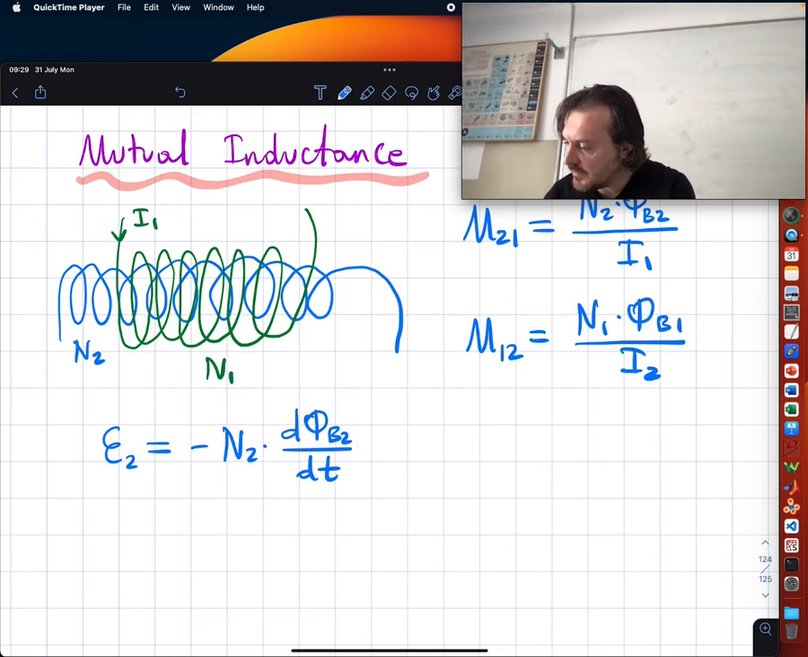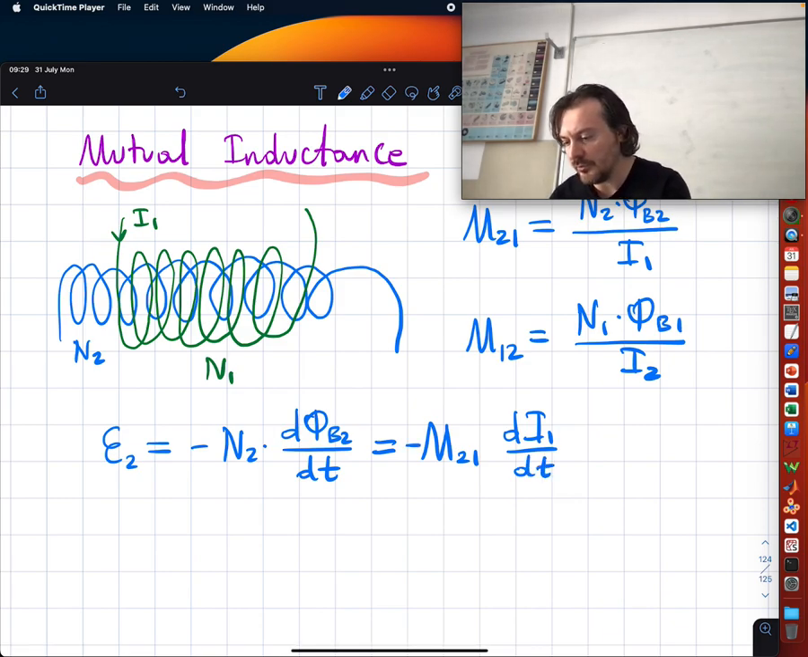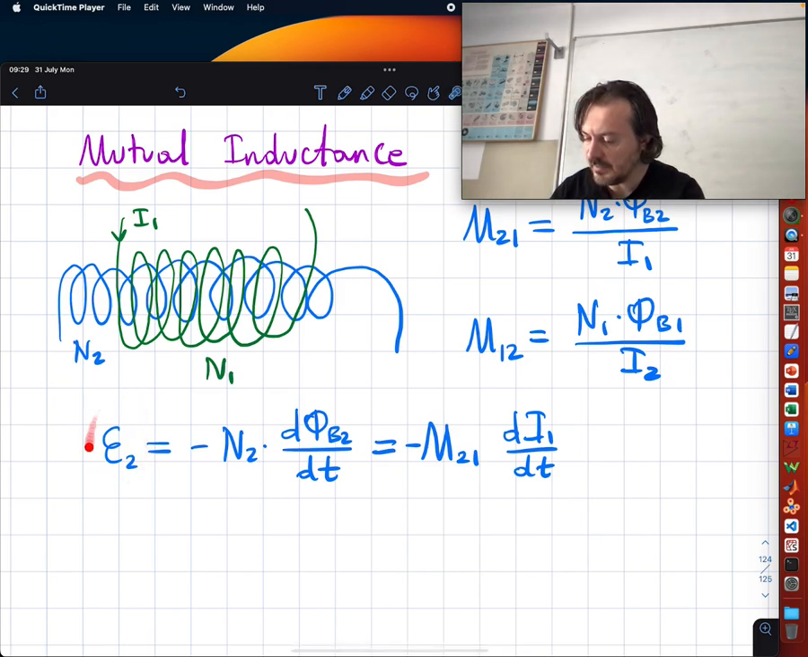So if we take the definition of M21, and plug it in here, it connects the change in the current of the first one to the EMF created in the second one. Do you see it? So the EMF created in the second loop, because of the change in the first loop, can be described by this M21. M21 is just the coefficient in front of this. Okay?